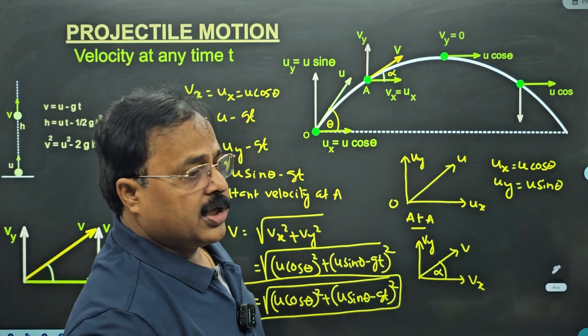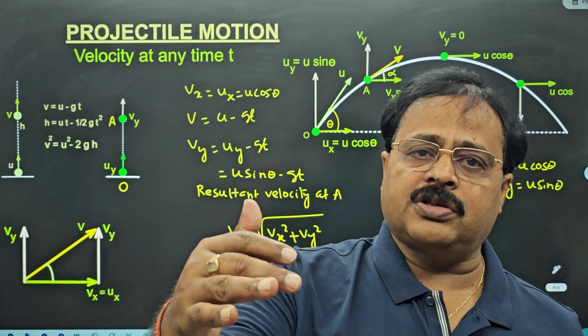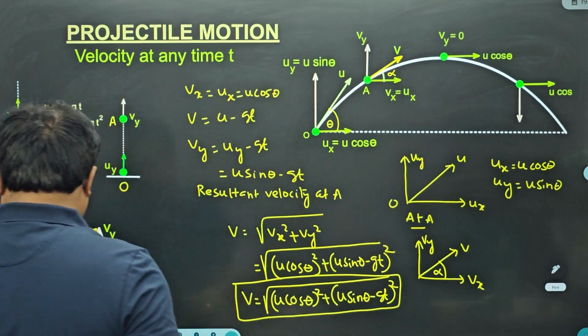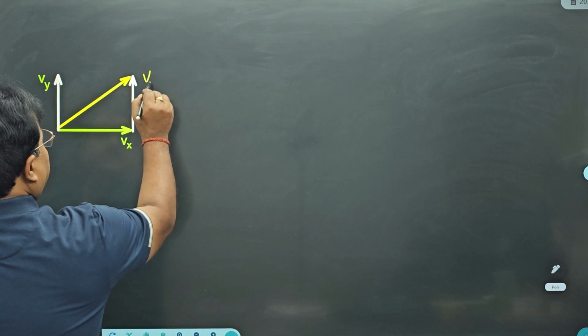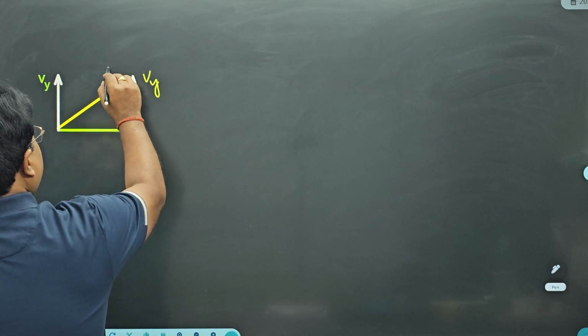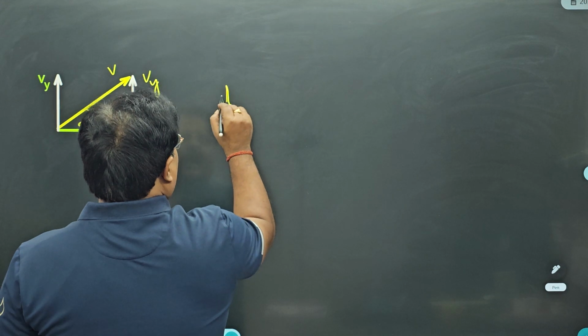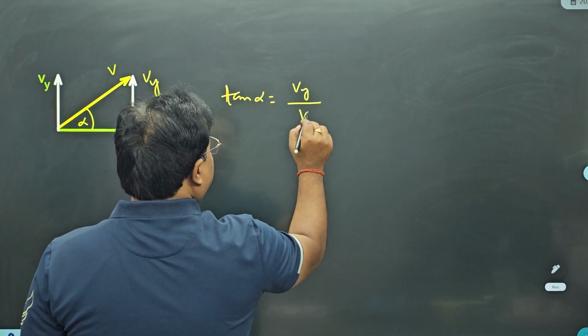In a projectile motion, you can very well also find what angle the resultant velocity makes with horizontal after time t. You see here in my next page I am explaining it. This is Vx and this is Vy, the vertical component of velocity, and the resultant velocity is V, and this angle is alpha. What is tan alpha, my dear students? Tan alpha is equal to Vy by Vx.